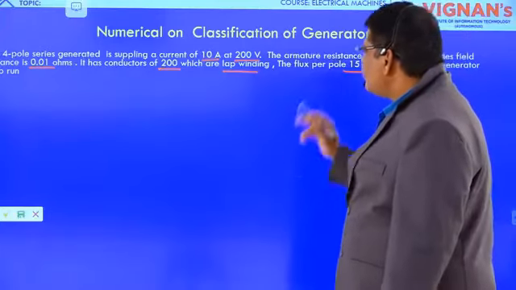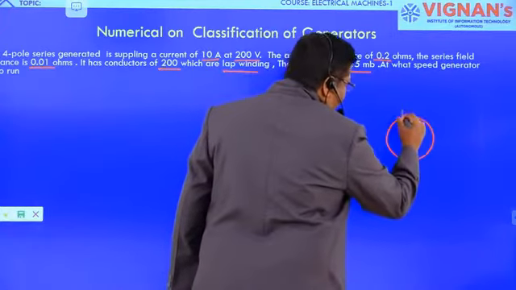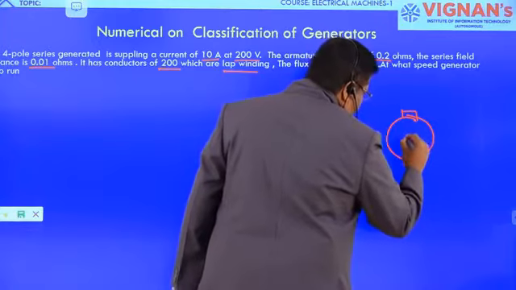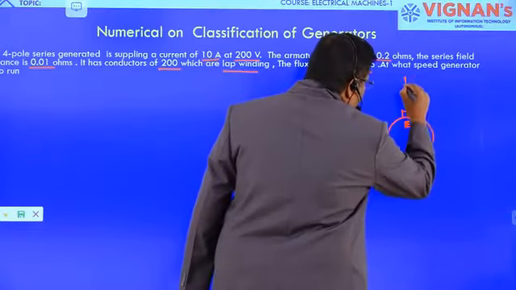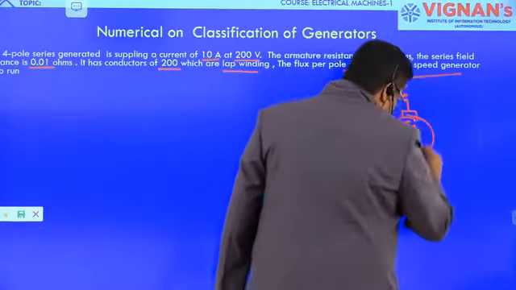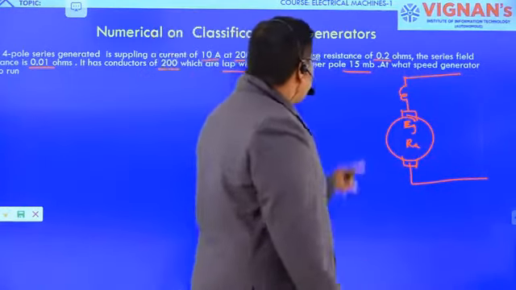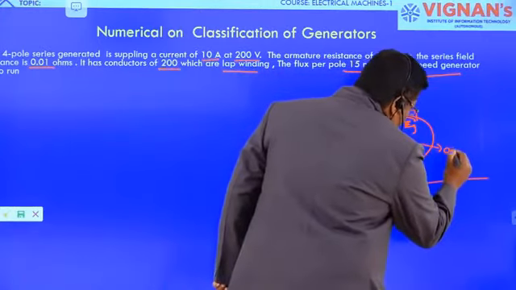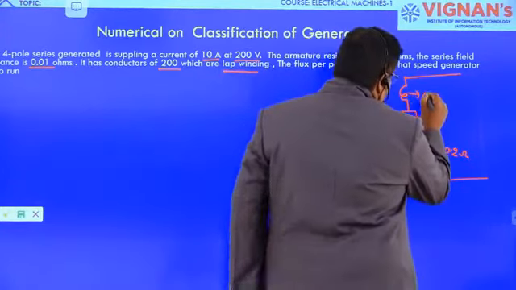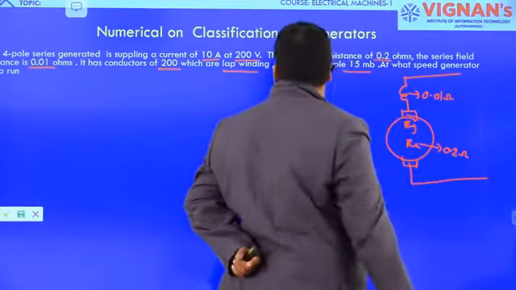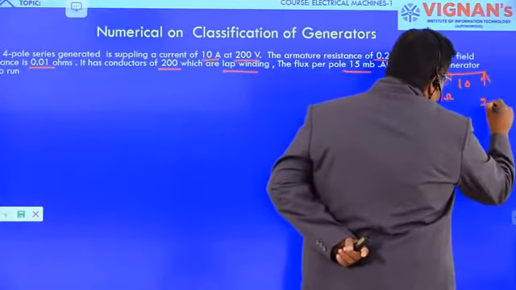First you draw the circuit diagram. Series generator. This is the armature, which has an EG as well as an RA. This is the series field winding. The armature RA value is given, that is 0.2 ohms. The series field resistance is given, that is 0.01 ohm, and it is supplying a current of 10 amperes at 200 volts.